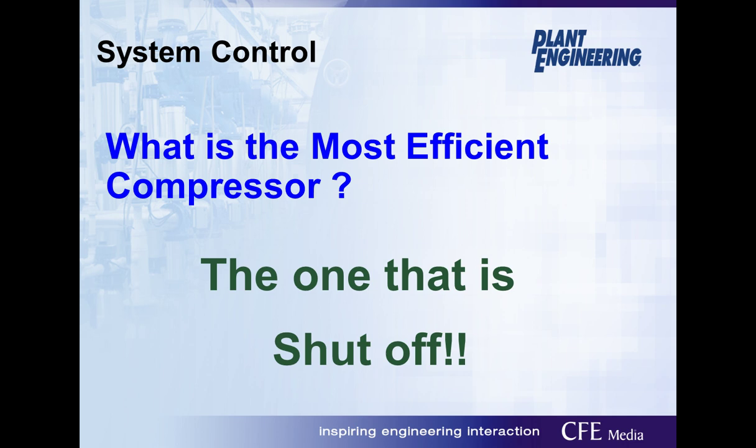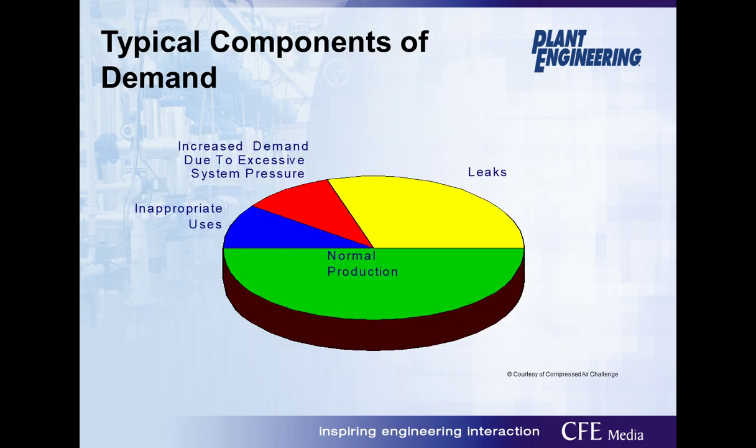Now, you've got to remember, one of the big parts of controls is being able to minimize the number you have on and making sure you shut them off. Because, again, it is important that you have the minimum amount of compressors running to meet the demand you have, and I should say effectively meet the demand you have.